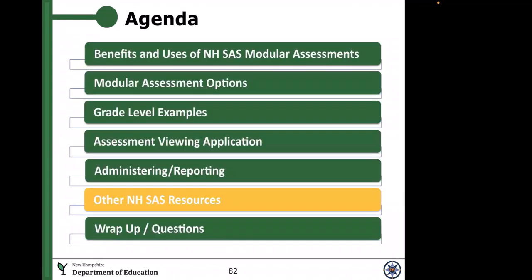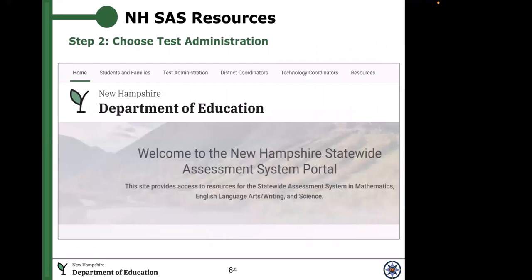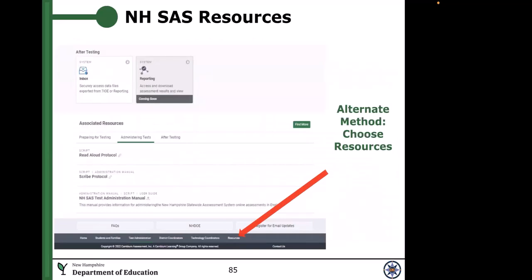All right. Just quickly, we've got a couple minutes left. We wanted to show you and point you in the direction of some of the New Hampshire SAS resources that are on the Cambium website. Again, we're in this area here, the main page, and you're going to click on resources. There are a few different ways you can get there. You can click on resources here, or at the bottom of every page there's this little resource button that you could alternately use to go into the resources.